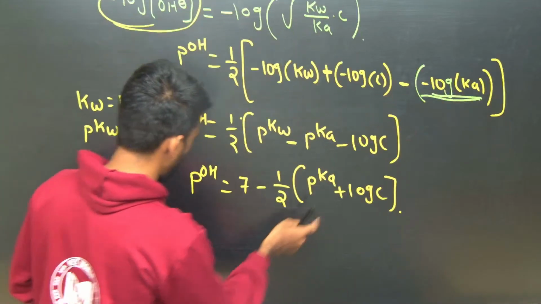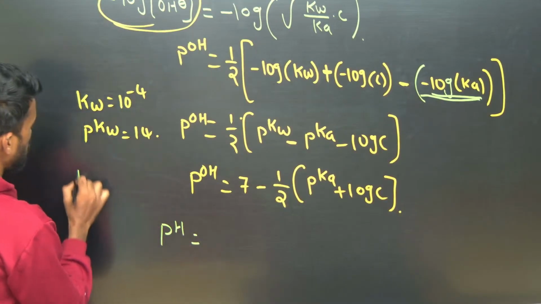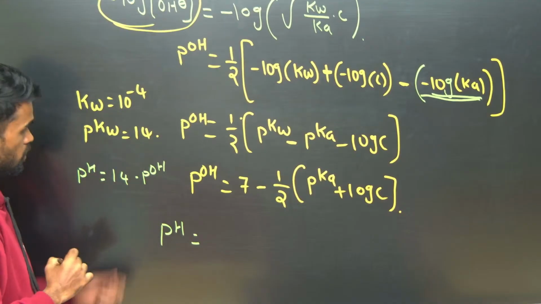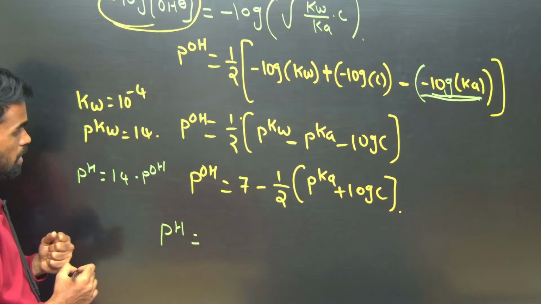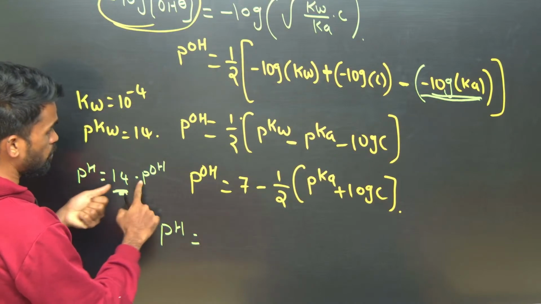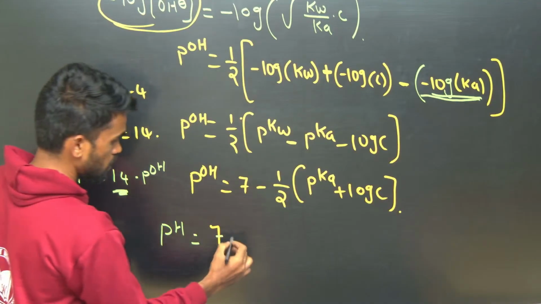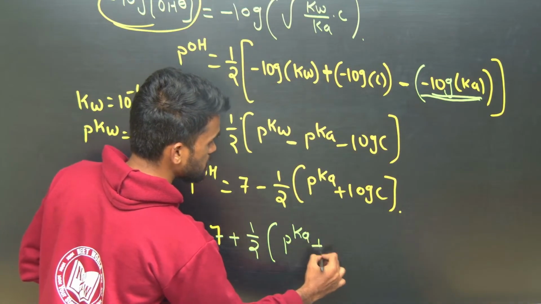Now it is pOH. If they ask for pH, pH is equal to 14 minus pOH. So the pOH formula you got here. So what will be the final answer now? 14 minus 7, that will be 7, minus into minus plus. So 7 plus half into pKa plus log C.